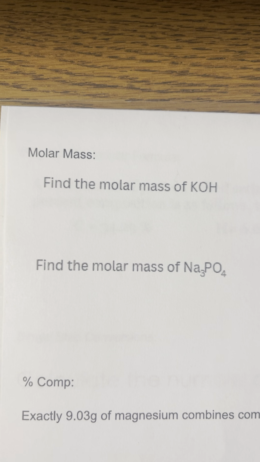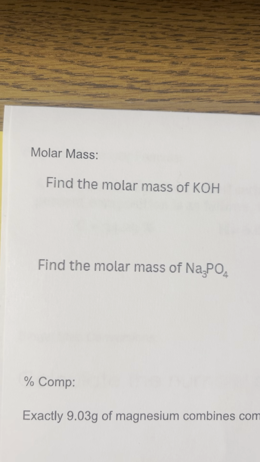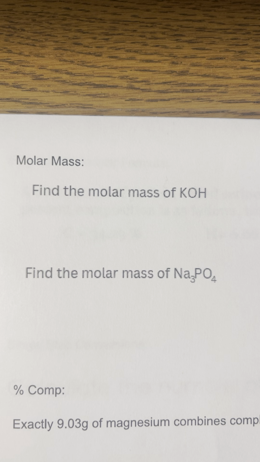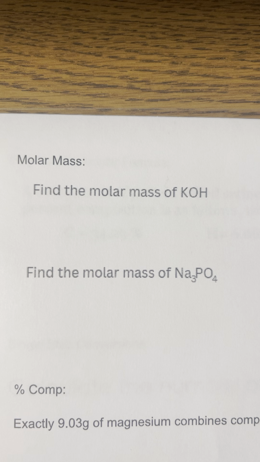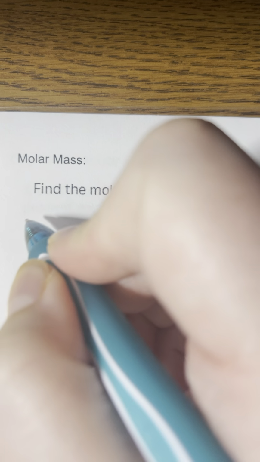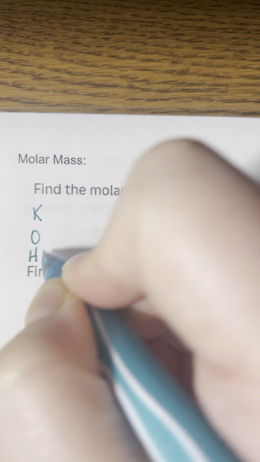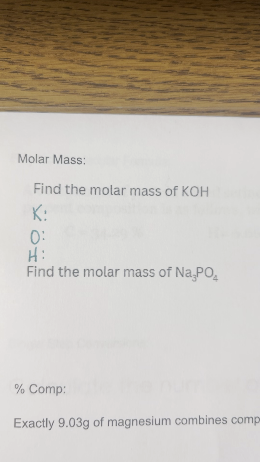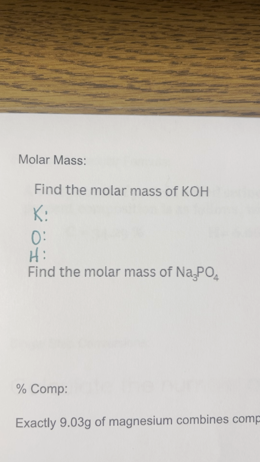It says find the molar mass of KOH. My favorite way to do this is to start by breaking down the elements here. So we have K and O and H. Okay. So what you're going to do next is, in order to find the molar mass, we need to look on the periodic table and find the masses for each of these elements. So we're going to start with K.